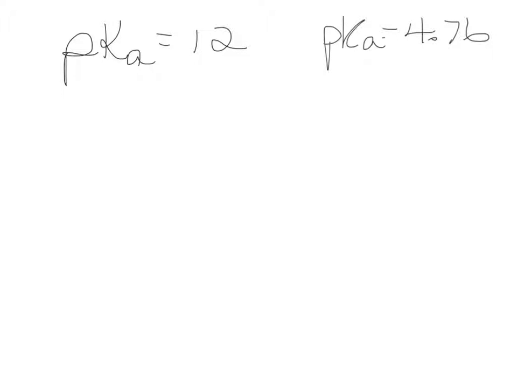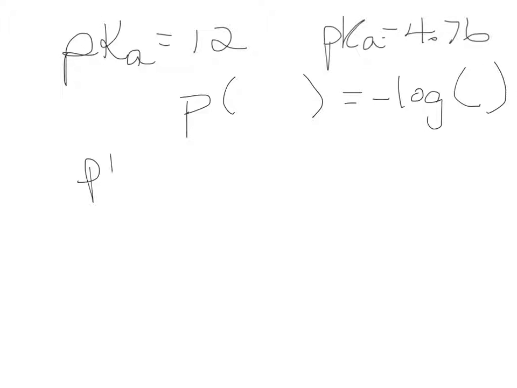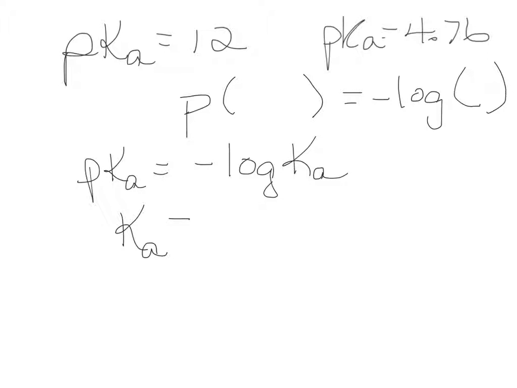All right, so first thing I want you to know is that P of anything means minus log of whatever that thing is. So if it were pH, it'd be minus log of H concentration. In this case, pKa is minus log of Ka. If we're trying to go in the other direction, if we're trying to solve for Ka, it's the reverse, which would be 10 to the minus pKa.